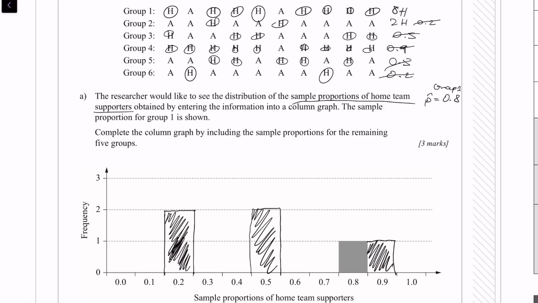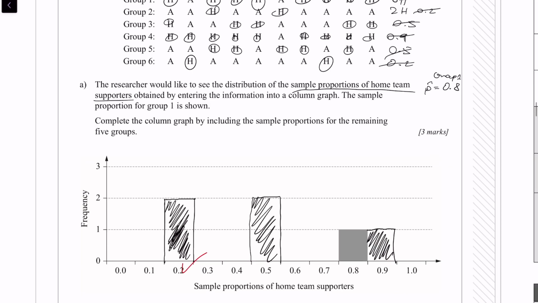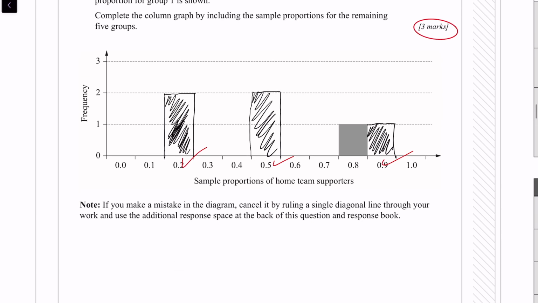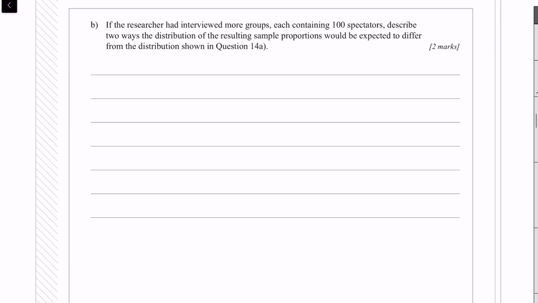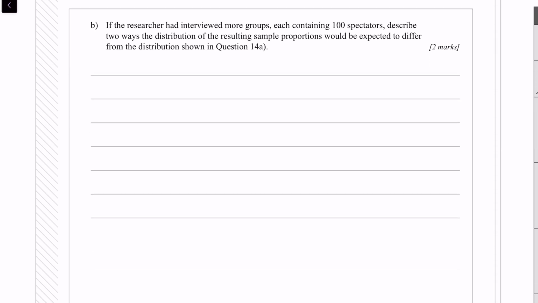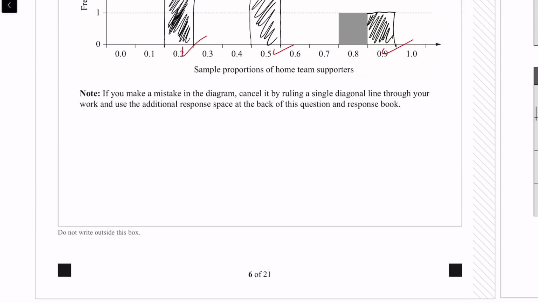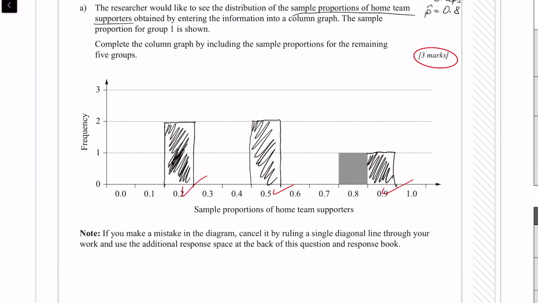And so for the 3 marks, make sure you draw 3 bar columns, basically, right? So that was an easy 3 marks. Okay, so that's it. And then question B is, if the researcher had interviewed more groups, each containing 100 spectators, describe 2 ways the distribution of the resulting sample proportions would be expected to differ from the distribution shown in question 14A. All right, so we need to describe 2 ways the distribution would be expected to differ from the distribution we have on the graph that we just completed.